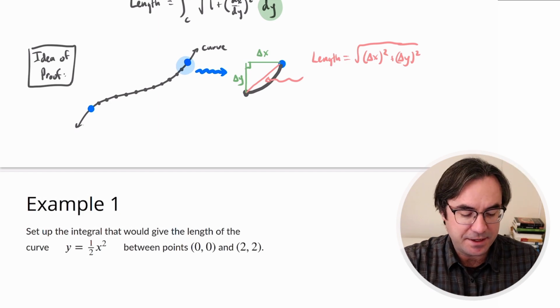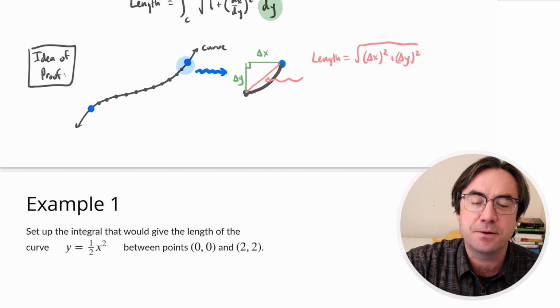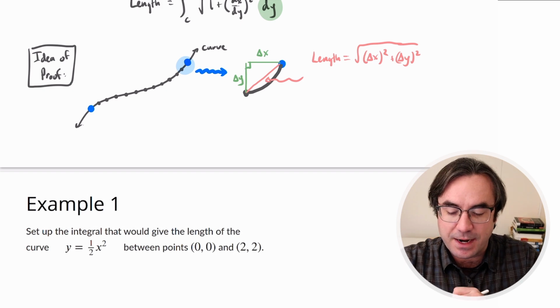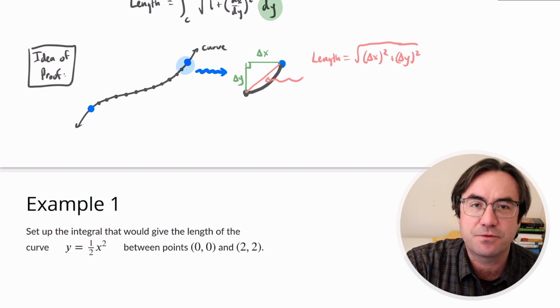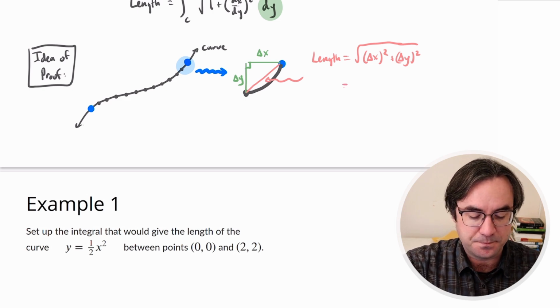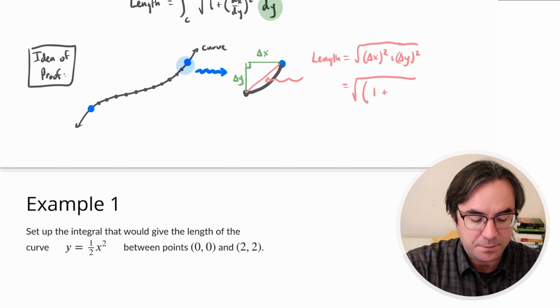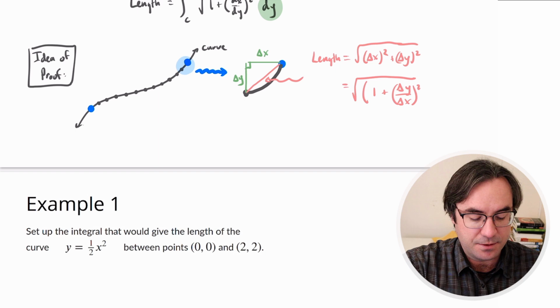And we can actually do a little bit of algebra here, and we can factor out a delta x squared from both of those terms. So if we do that, we're going to end up with 1 plus delta y over delta x squared, times delta x squared.